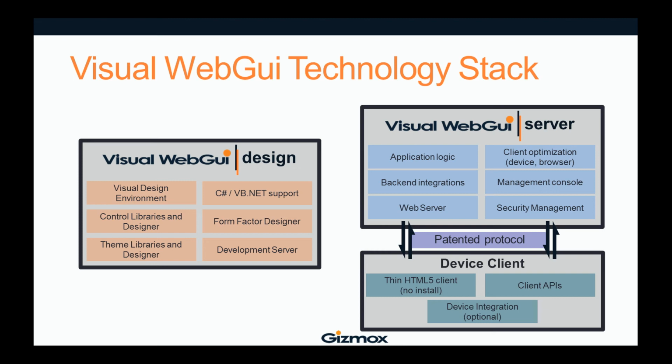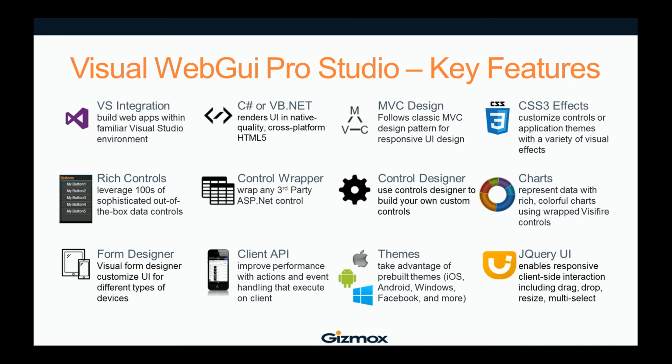Speaking about some features, next slide, Josh. Thanks. Speaking about the Visual WebGui Professional Studio features: first of all, it's integrated with Visual Studio. We talked about the languages, C# or VB.NET, any .NET environment. It's purely designed to design MVC applications. We extended CSS3. We use jQuery as a client. We support all the HTML5 browsers. We have a large set of rich controls, mainly targeting data-centric line of business applications. We have the ability to wrap in and incorporate some ASP.NET controls.